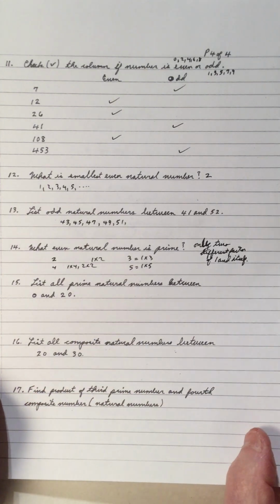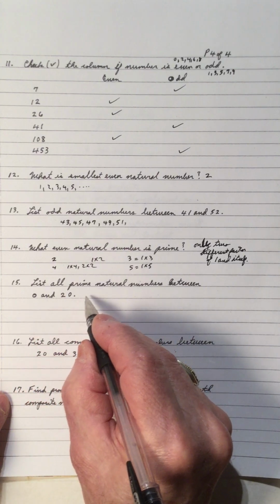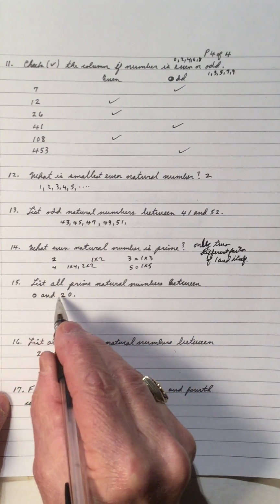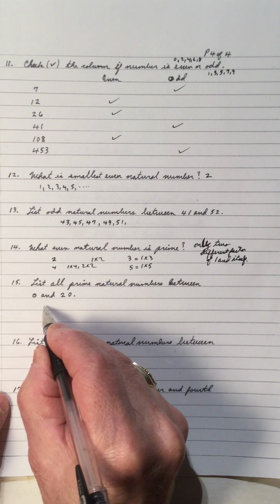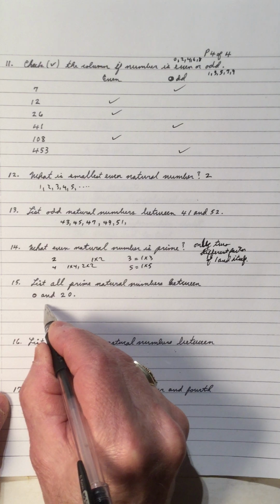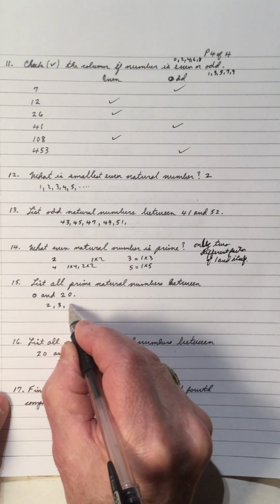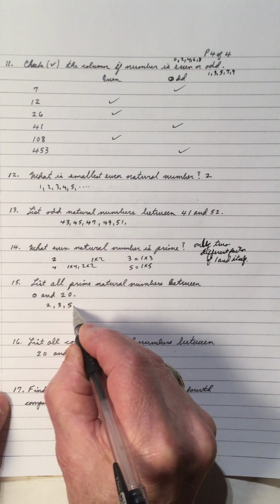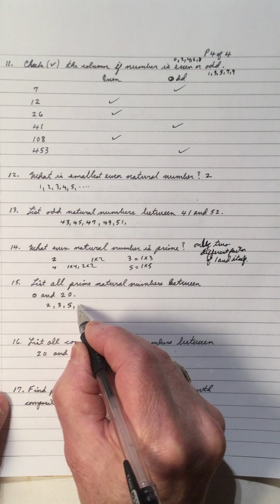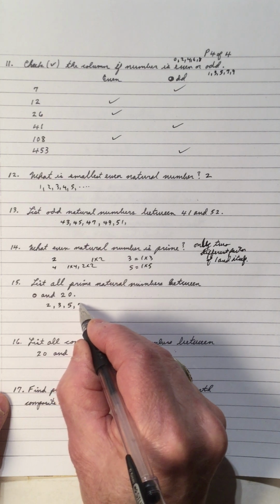List all the prime numbers between 0 and 20. So 1, between is not including. 1 is not prime because it only has 1 factor. 2 is prime. 3 is prime, 3 times 1. 4 is not prime because it has 4 and 1, 2 and 2. 5 is prime because it's 5 and 1. 6 is not prime because it has 1 and 6, 2 times 3. 7 is prime.